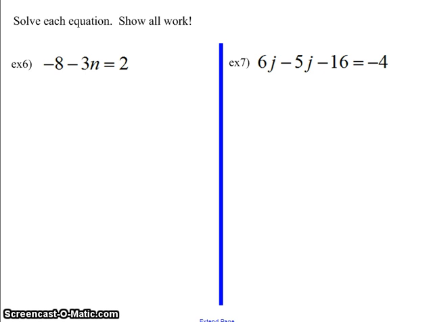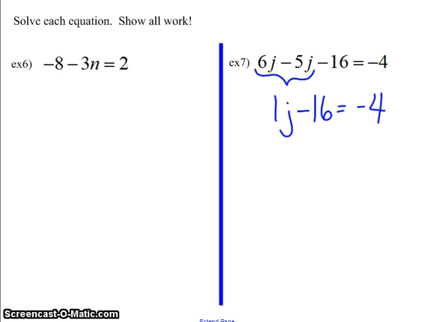Upping the ante just a little bit here, notice that we've got two terms that can be combined because they are like terms due to the same variable. Definitely take care of that first. It's going to make things easier for you in this case. A 6j minus 5j is simply a 1j. And bring down everything else in the equation.